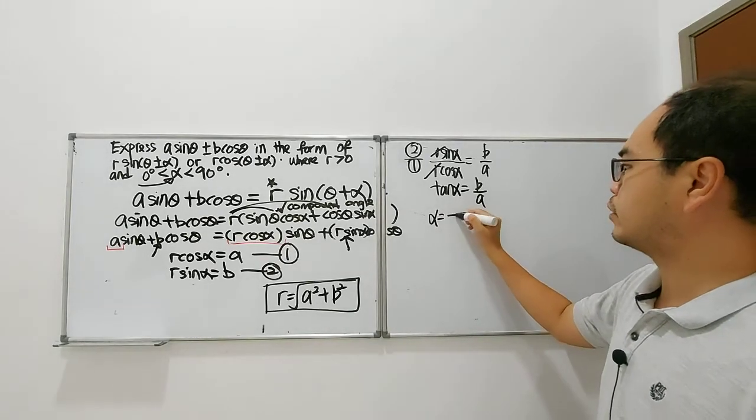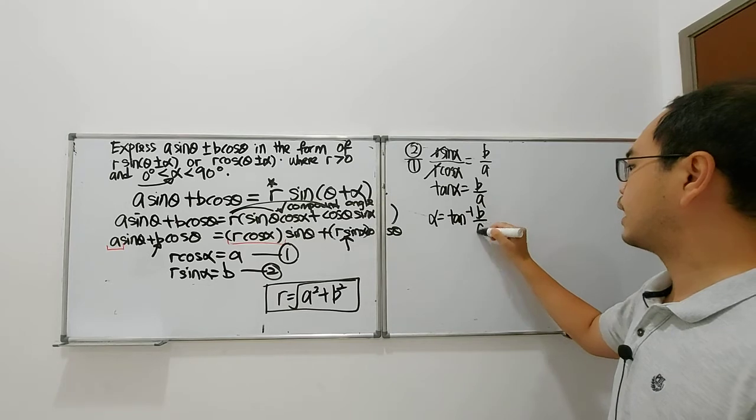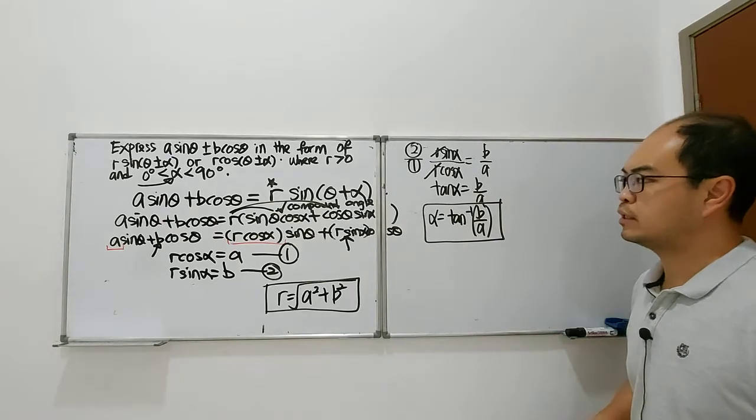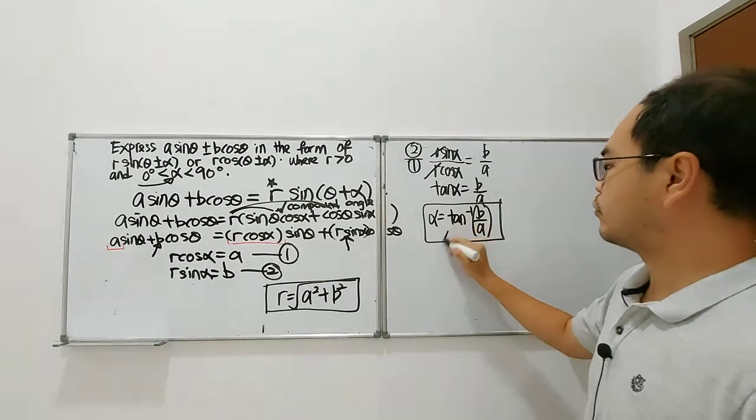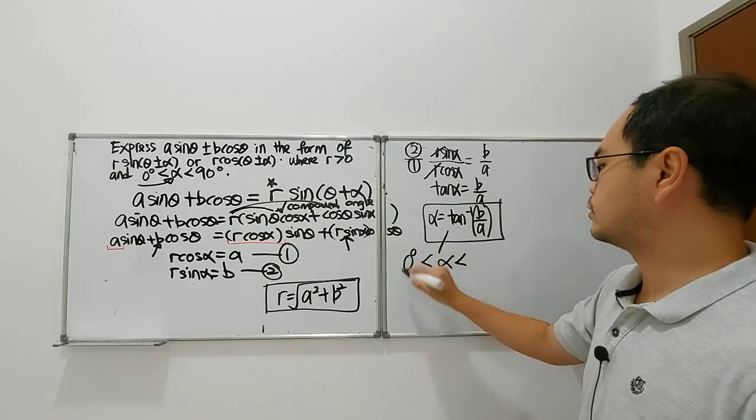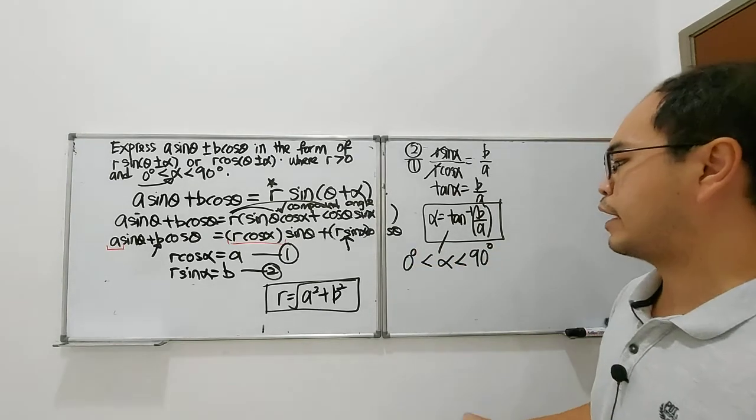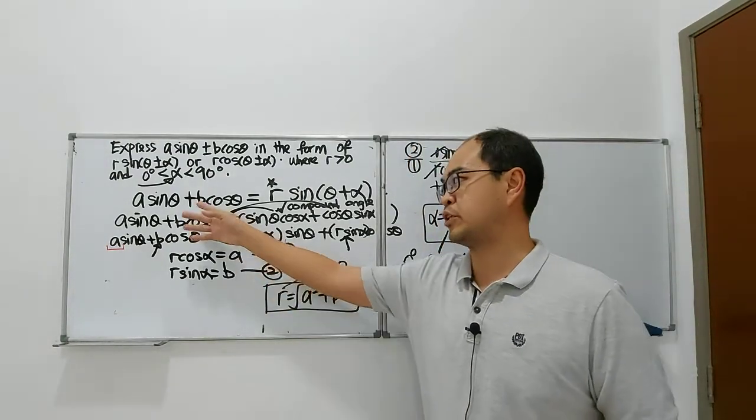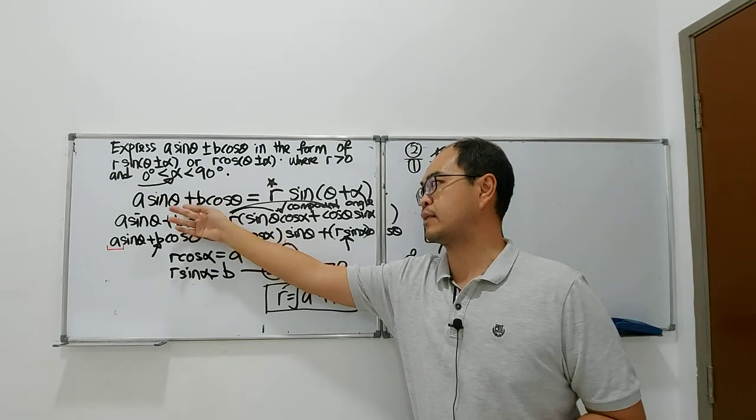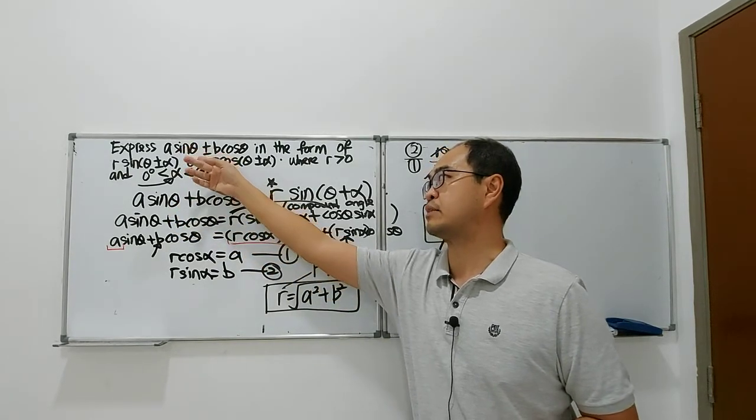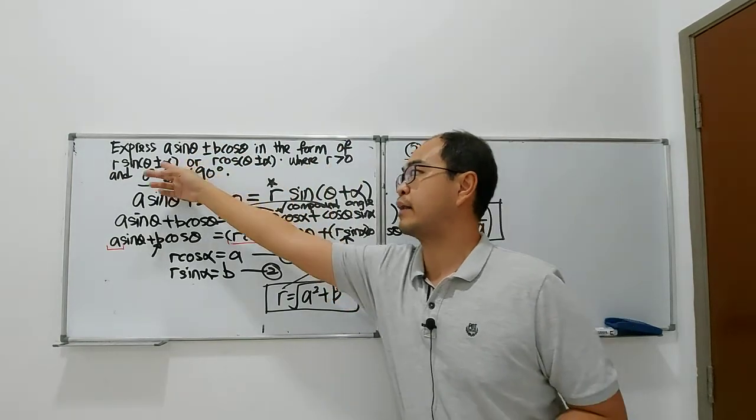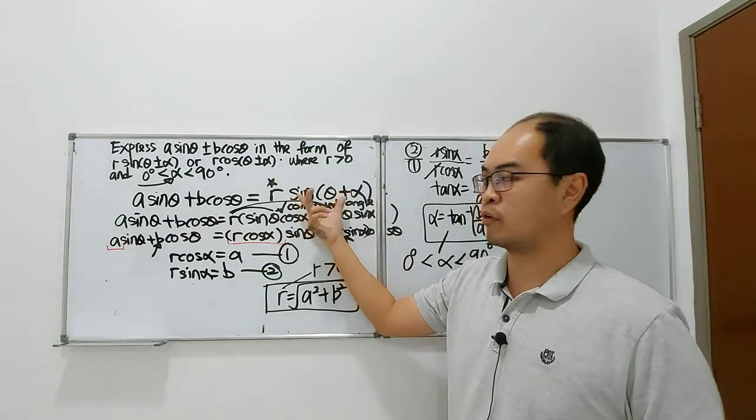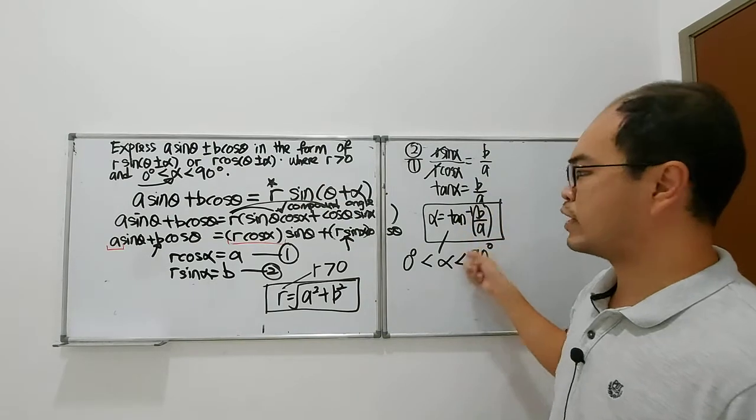So by right, you can get alpha equals arctangent of b over a. This is the formula. Then you can get the value of alpha, which is always between 0 degrees and 90 degrees, and r is always positive. You have to remember that in this expression, we express a sine theta plus or minus b cos theta in either this form or this form, but you must choose the suitable form so that the values of a and b are always positive.